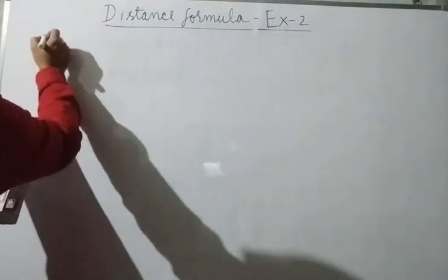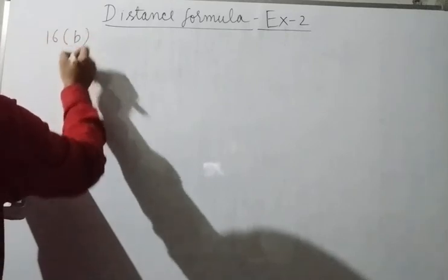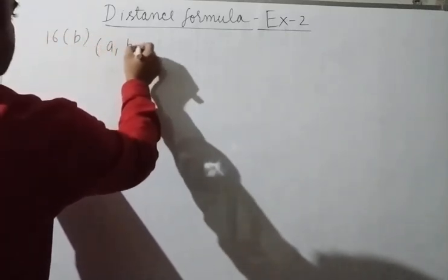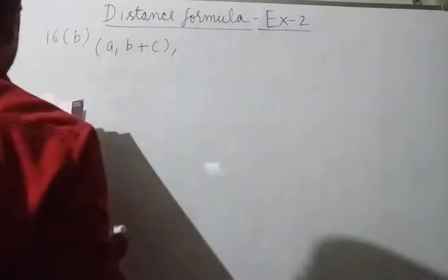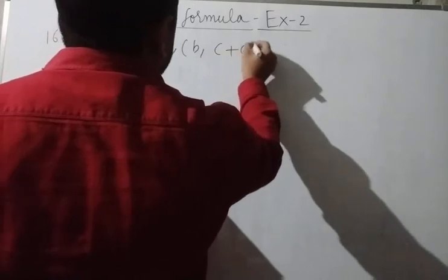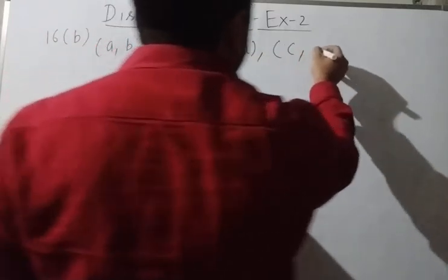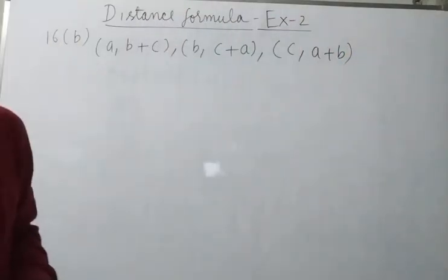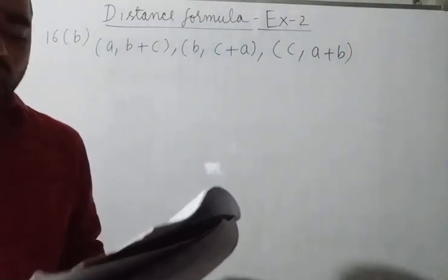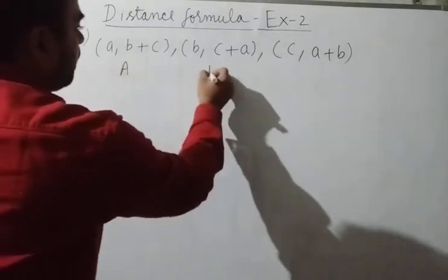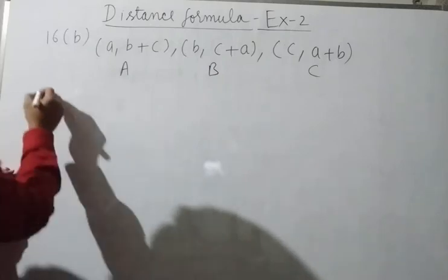So we are having 16b part. The points are (A, B plus C), (B, C plus A) and (C, A plus B). So these are the points. We have to prove that the points are collinear. Correct? So suppose the points are A, B, C. So find the 3 distances.